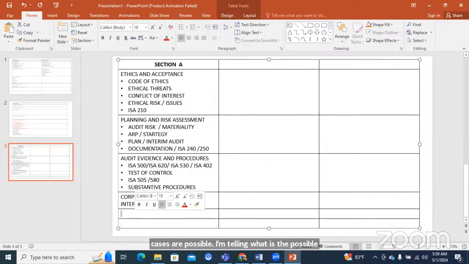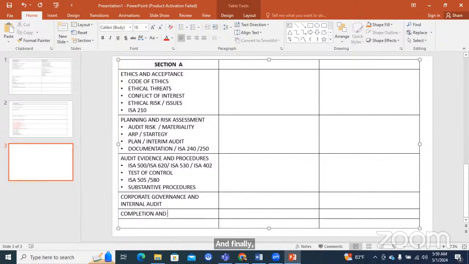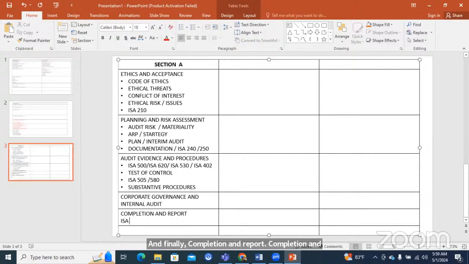And finally, completion and report. Completion and report means they might test ISA 560. What is 560? Subsequent event. Active duty, passive duty. The responsibilities of auditor during active duty, responsibilities of auditor during passive duty. That is what ISA 560. ISA 570 is going concern. What is going concern? Auditor's responsibility over going concern, management responsibility over going concern indicators, going concern procedures, right? And ISA 580, that is written representation.